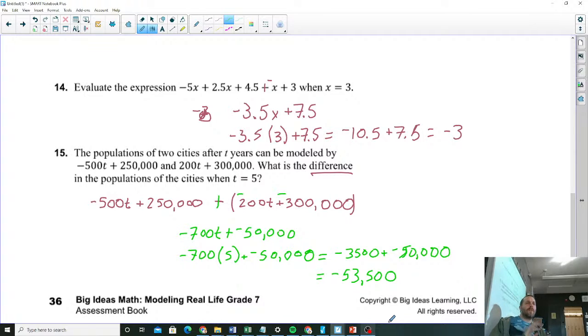So that's the difference. It tells us a couple things real quick. It tells us that because this difference is negative, City 2 has more people than City 1. And moreover, I'm going to guess that City 1 is actually losing population, where City 2 is actually increasing in population. Just all sorts of little things like that. But that's what they're asking you to do for the problem.